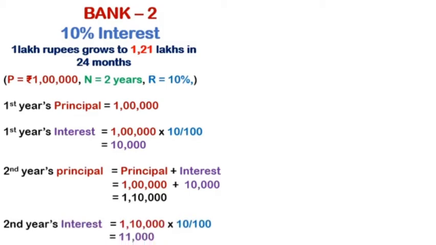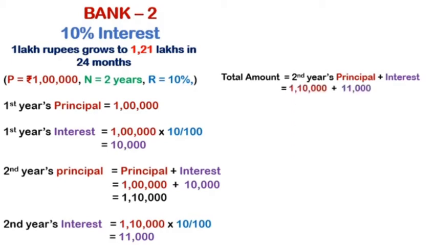So second year's interest is equal to 1,10,000 into 10 by 100, that is 11,000 rupees. Then how much is the total amount? Second year's principal amount plus interest. Second year's principal amount is 1,10,000 plus interest is 11,000. Then total amount is 1,21,000.